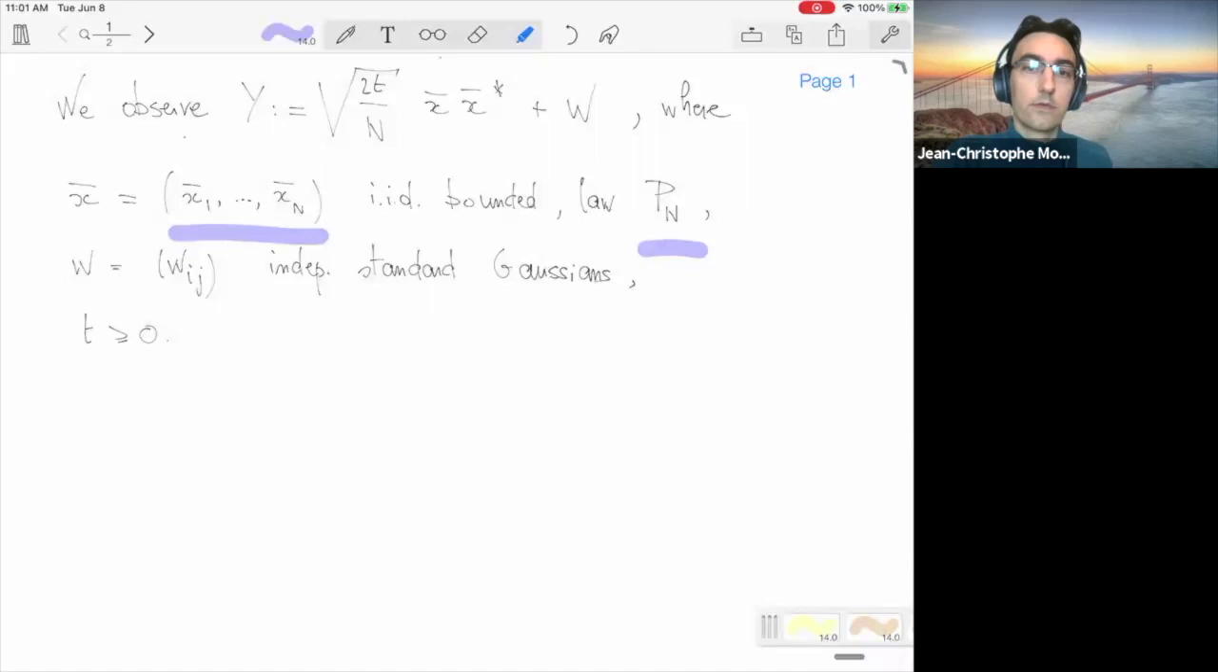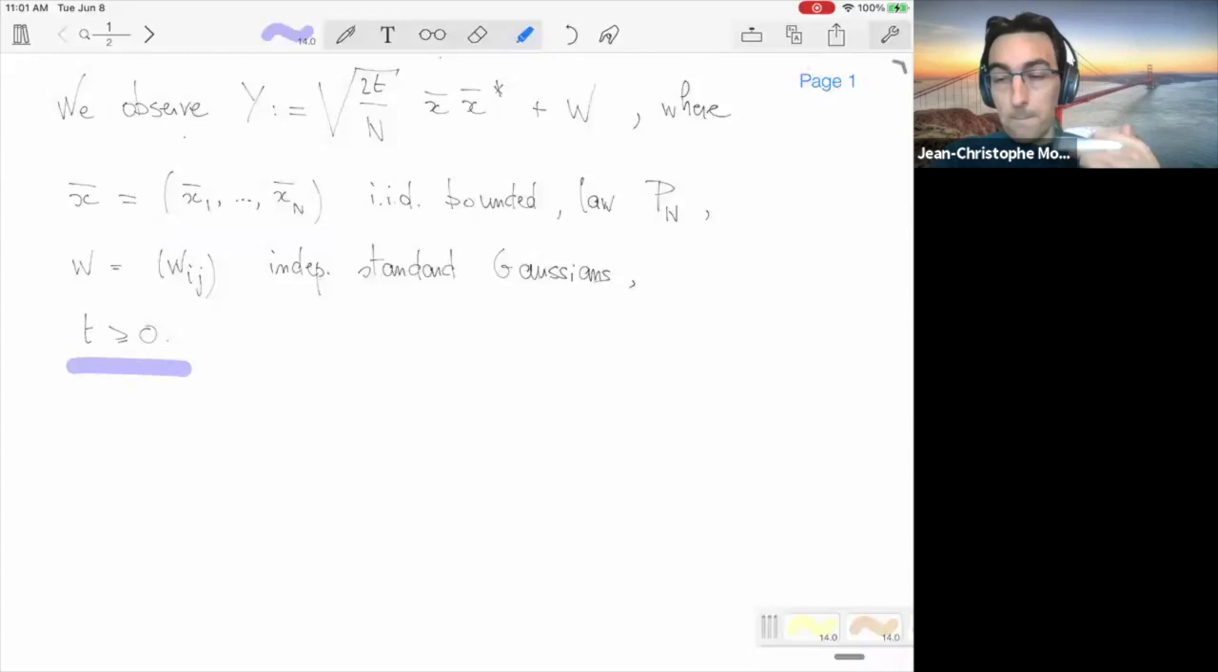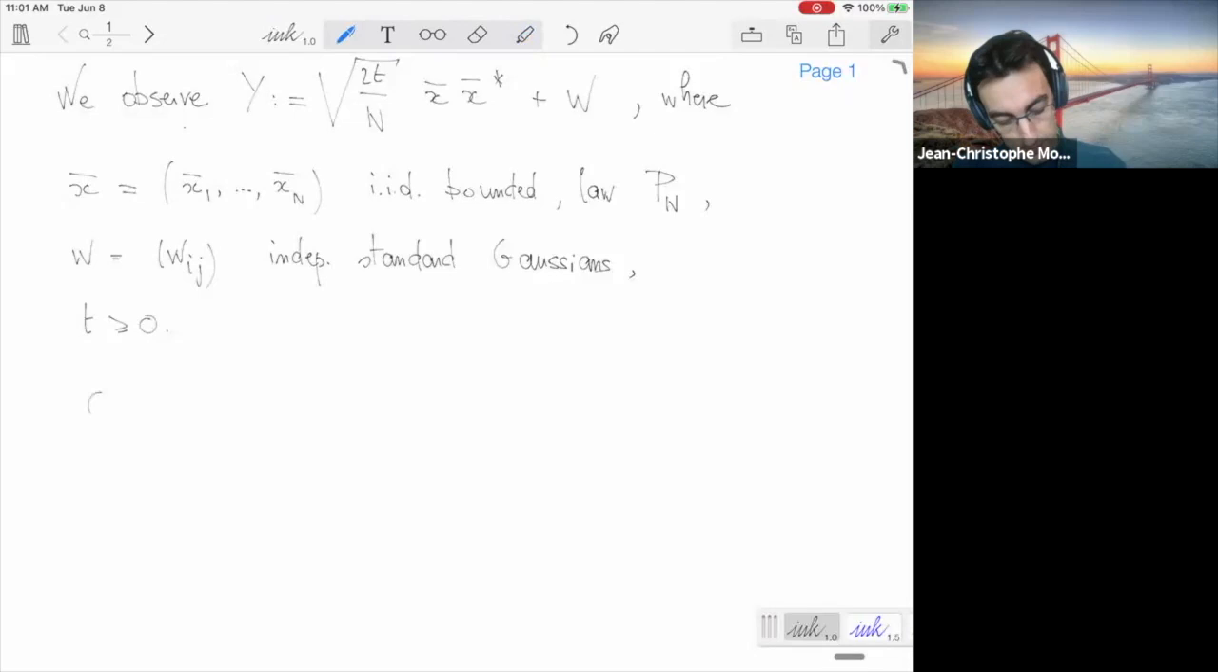And then there is this W, which is the noise. The noise is just a matrix of independent standard Gaussians. These are also independent of the X bar. And finally, there is a parameter T, which is just fixed. We're going to play with this parameter T to try to understand how things change in terms of how hard it is to recover information about what we care about, namely this rank one matrix, X bar X bar transpose.